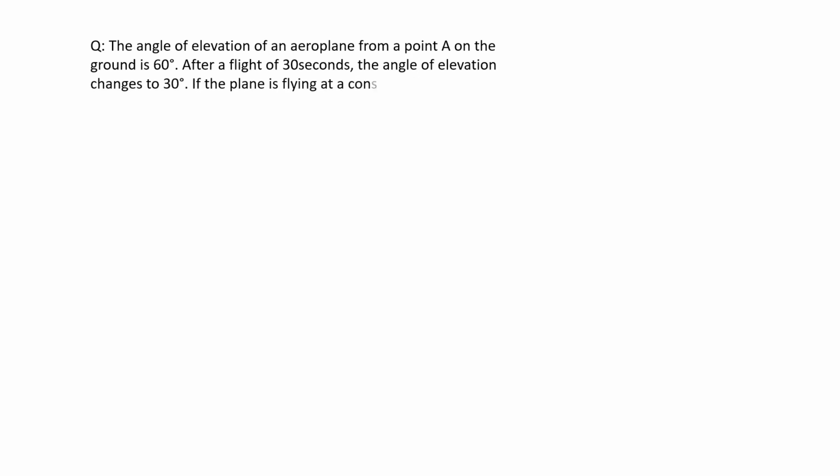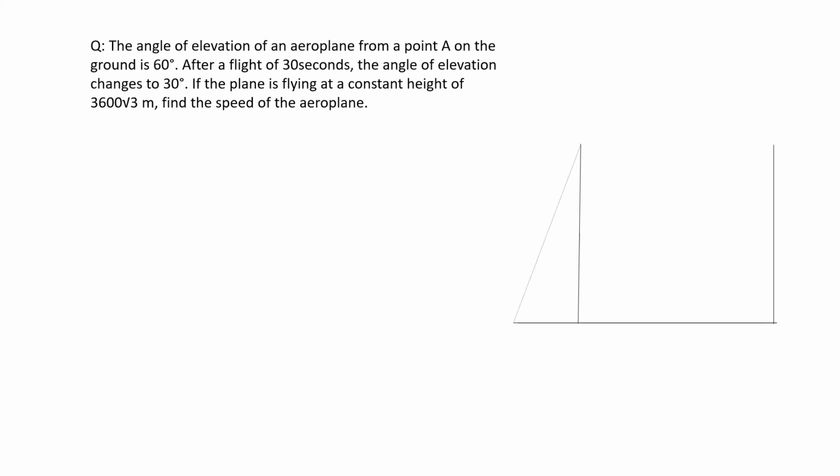After a flight of 30 seconds, the angle of elevation changes to 30 degrees. If the plane is flying at a constant height of 3600√3 meters, find the speed of the aeroplane. Let's draw the picture.